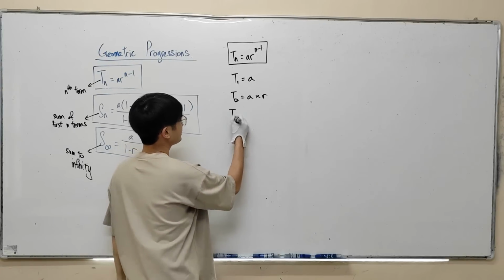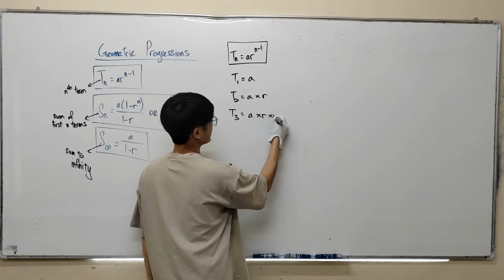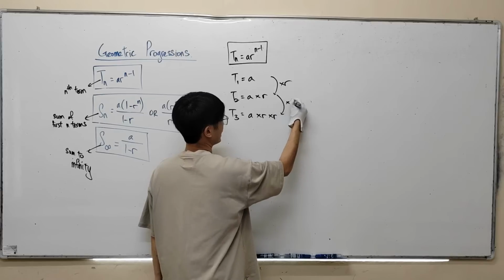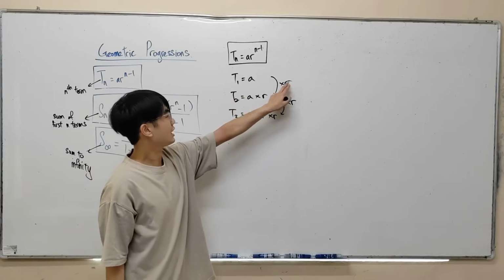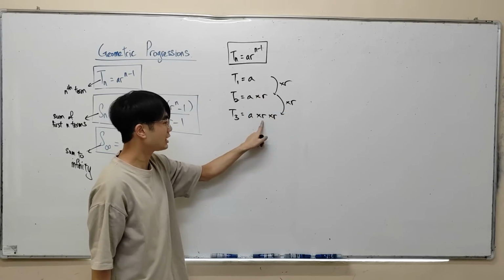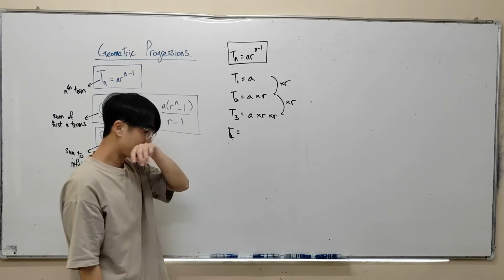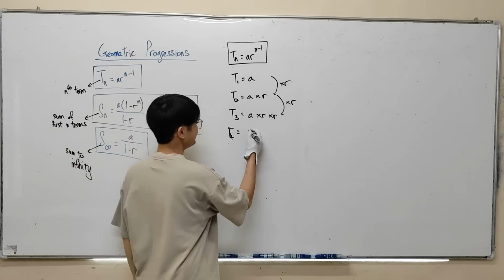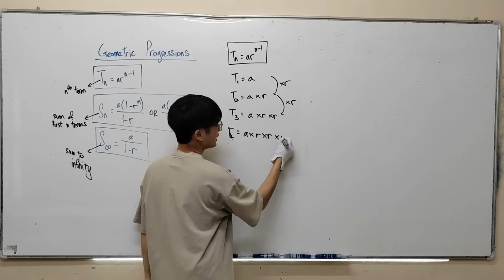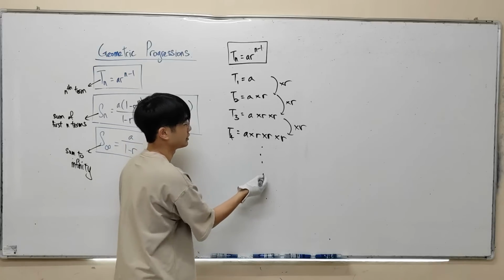So then what about T3? T3 will be A times R times R. From here to here you times R, and from here to here you times R. Can you see it? A times R, you get AR, and then AR times R, you get AR times R again. Let's write one more. What about T4? T4 will be T3, which is A times R times R, times R again, because you will times R here. And it just keeps going.